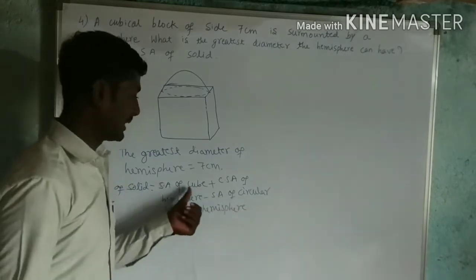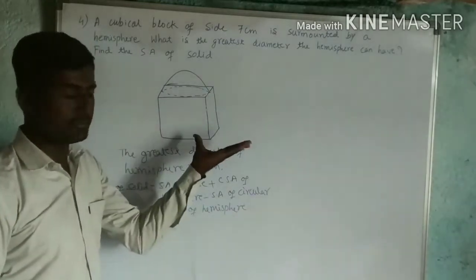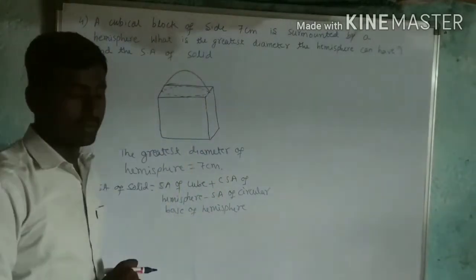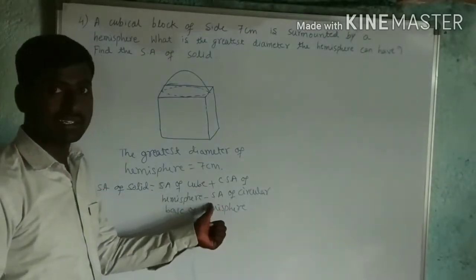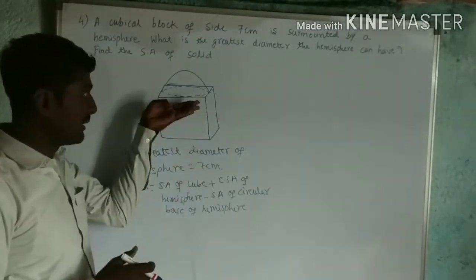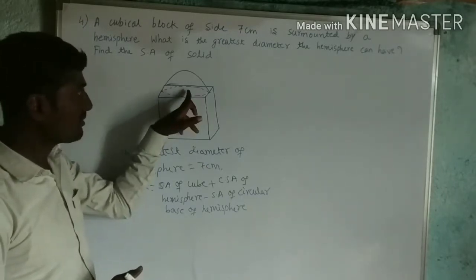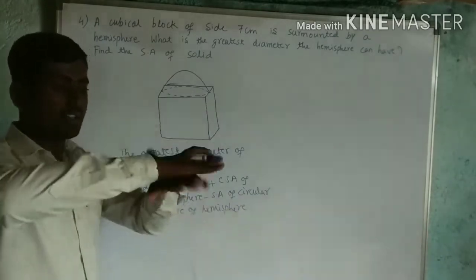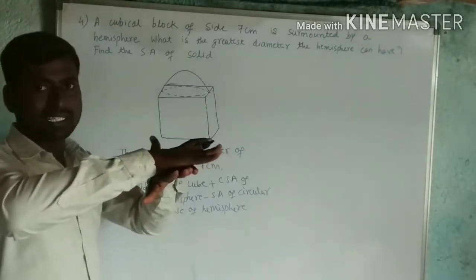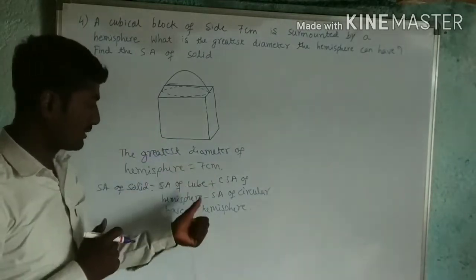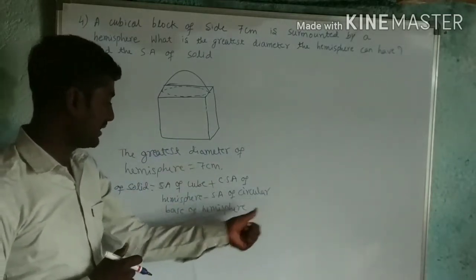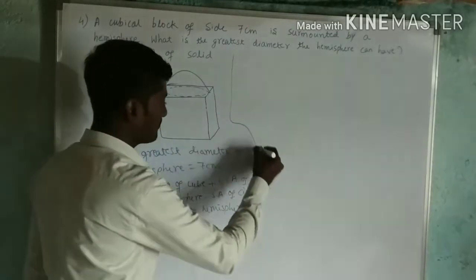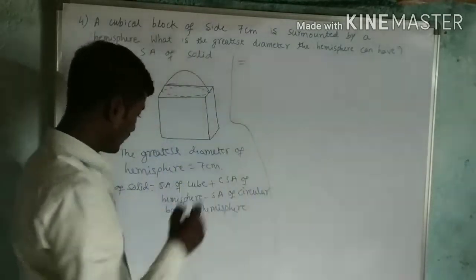What is that? Surface area of cube, all 6 places will come, plus CSA of hemisphere, means this curved surface only, minus, this is very important, minus, because on this face we are going to keep the hemisphere. So the circular base area of the hemisphere you cannot touch, because a hemisphere was there, so I cannot touch that area. So I should take minus the surface area of the circular base of the hemisphere. Okay. Now let us write the formula here.